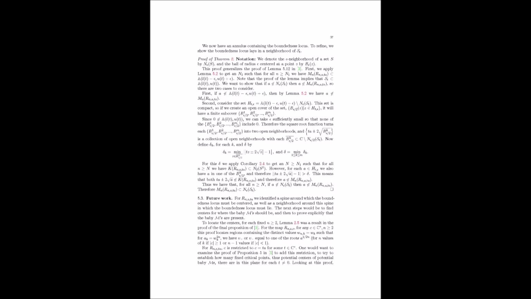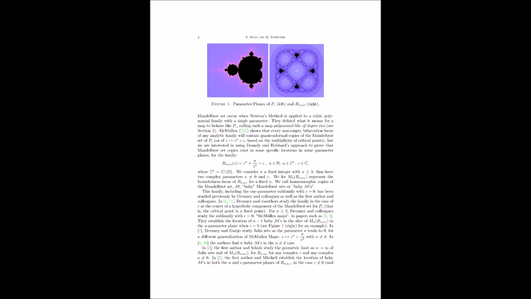It's amazing how those intricate patterns can emerge from seemingly simple equations. Totally. So just to set the stage a bit, we're dealing with generalized McMullen maps, which have the form R sub n a c of z equals z to the n plus a divided by z to the n plus c. Right. Where n is an integer greater than or equal to 3, and a and c are complex parameters.